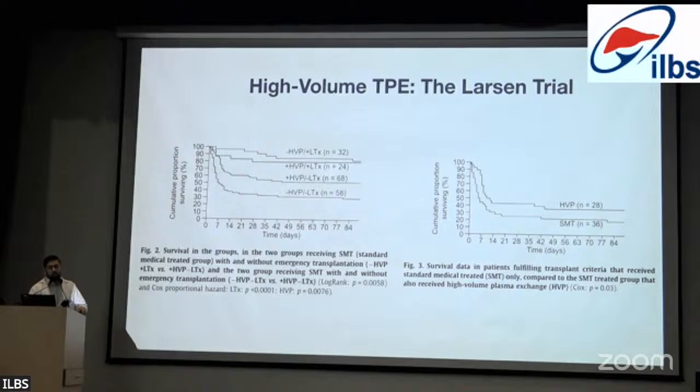And they have also shown in this second graph the patients who fulfilled the liver transplant criteria but did not get a transplant. The survival with plasma exchange is better than standard medical therapy, but much poorer than if they would have got a transplant. So we should aim for transplant, and we should aim for therapeutic plasma exchange as a bridge therapy, but not as a sole therapy unless we do not have a transplant option.